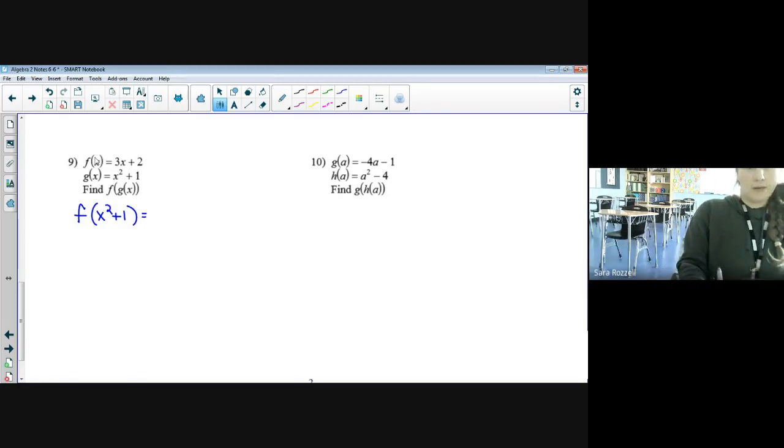All right. So my f is 3 times x plus 2. So instead of writing x, I'm going to write all of this stuff, because that's the stuff that we always substitute in for x. So 3, I'm going to change the x. Instead of that, I'm writing x squared plus 1. And then I leave my plus 2. So it looks exactly the same, except the x has been replaced with x squared plus 1. Y'all follow? I just changed that. Okay?